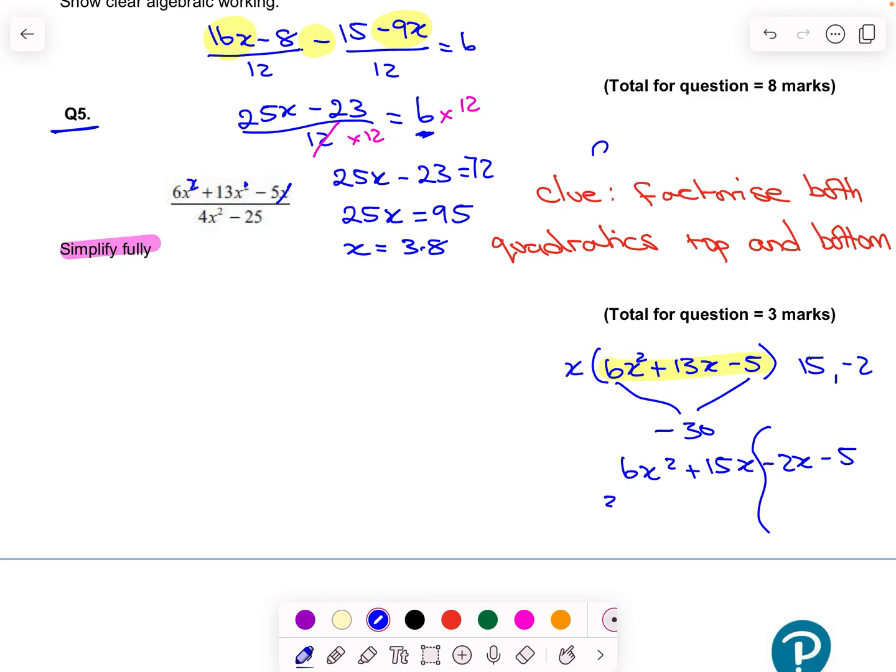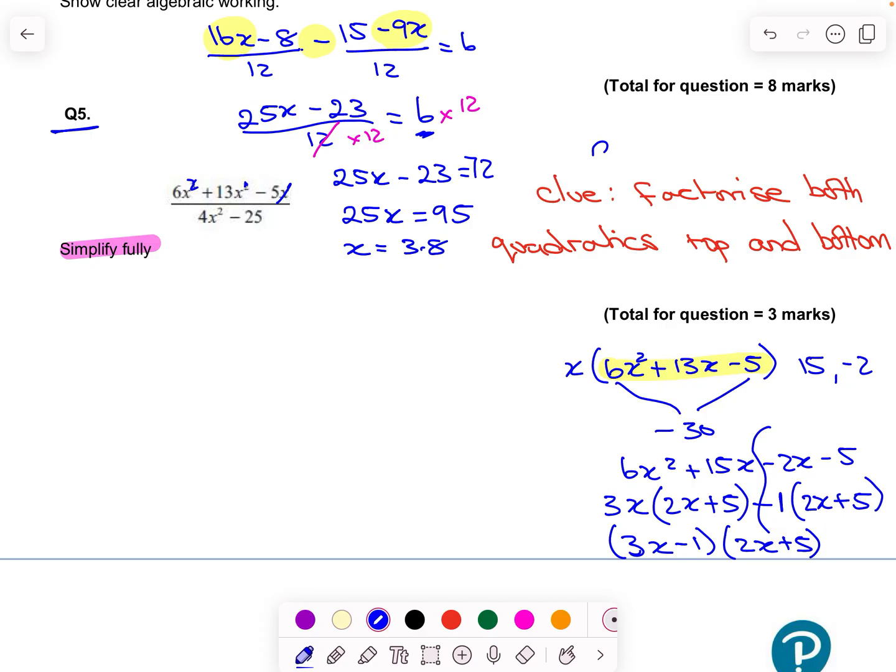Factorize this side. 3 is the biggest number that I can take out of 6 and 15. X comes out as well. And so here I've got 2x plus 5. Minus 1 is the biggest number that goes into both 2 and 5. And then 2x plus 5 here, because minus 1 times 5 will give me back the minus 5. And then remember, we put together the bits outside. So 3x minus 1 and the 2x plus 5.